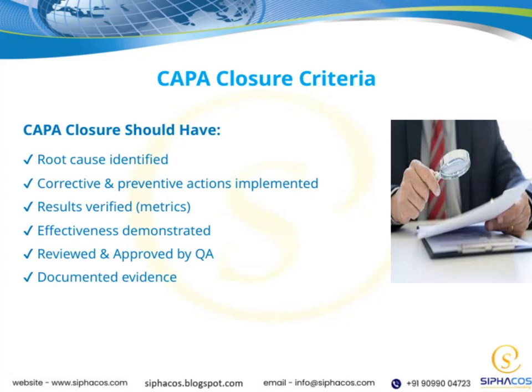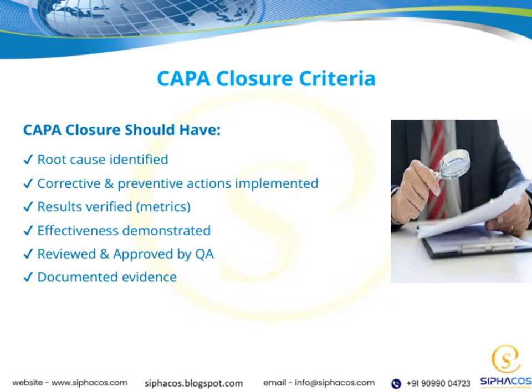Let's take a closer look at the criteria for CAPA closure. First, it's essential that the root cause of the issue is clearly identified. Without understanding what caused the problem, any corrective actions may only be treating the symptoms. Next, we need to ensure that both corrective and preventive actions are actually implemented. This means fixing the immediate issue and putting measures in place to prevent it from happening again.